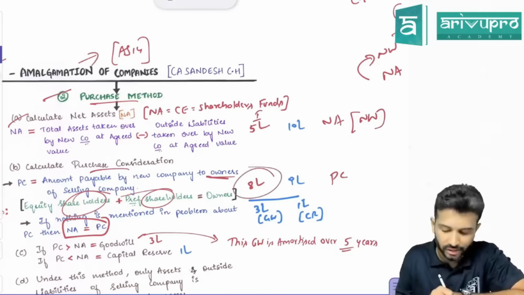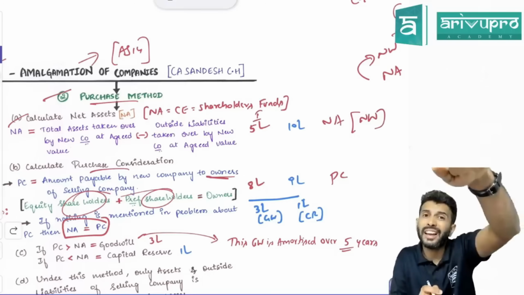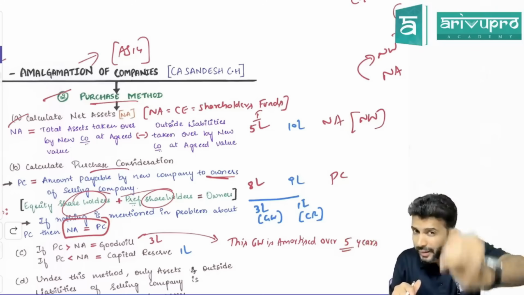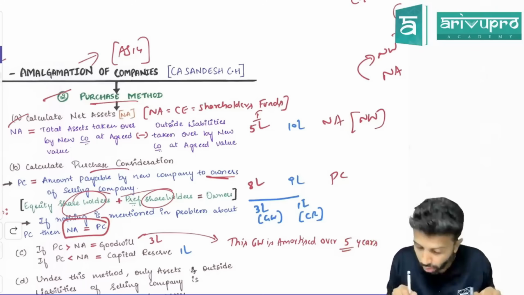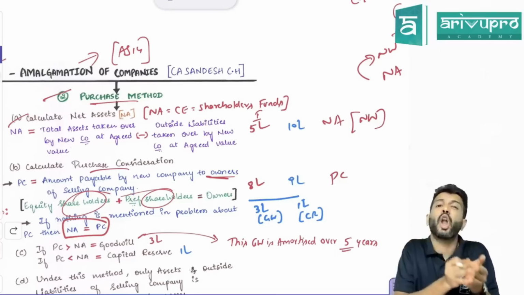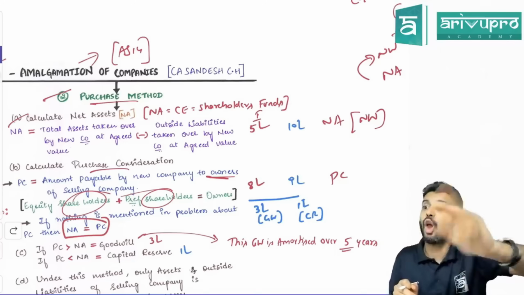But how much did the purchasing company pay? 8 lakh. For 5 lakh worth of business, the purchasing company paid 8 lakh. So did the purchasing company pay less or more? More. How much more did they pay? 3 lakh. So did the purchasing company make a profit or a loss? Purchasing company made a loss because they paid.